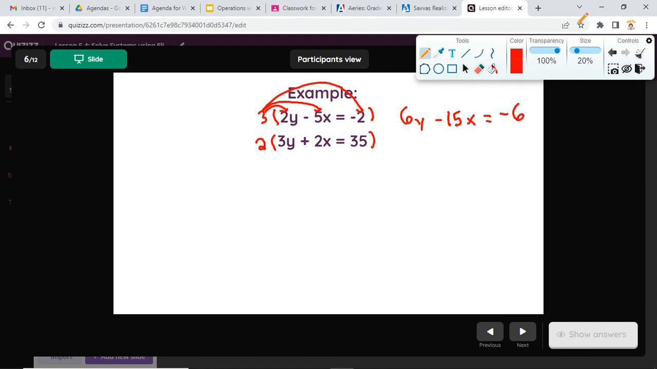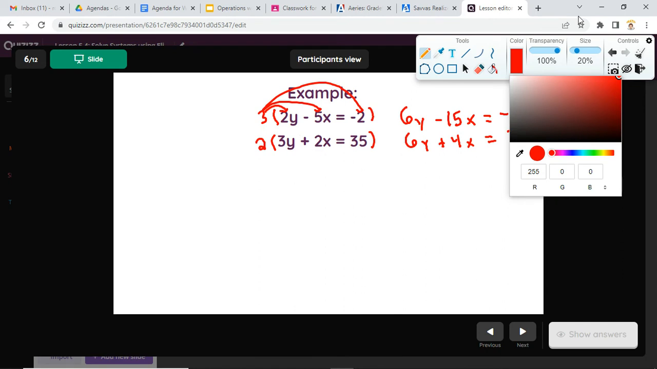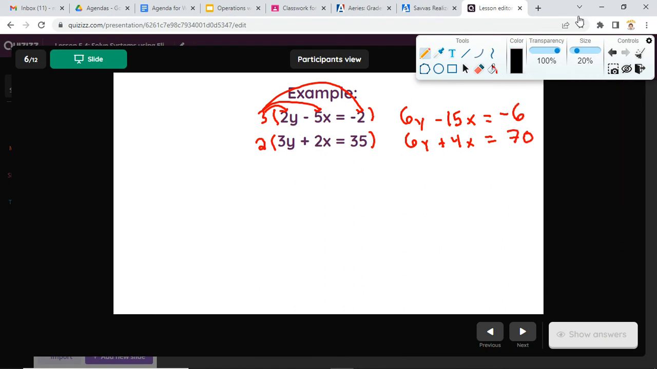Now on the bottom, I have 2 times 3y. Again, that would be 6y. 2 times 2x would be 4x. And 2 times 35 would be 70. Alrighty, so the reason we did that is because I wanted both of my y terms to be the same. Notice how I have a 6y on both of these problems now.